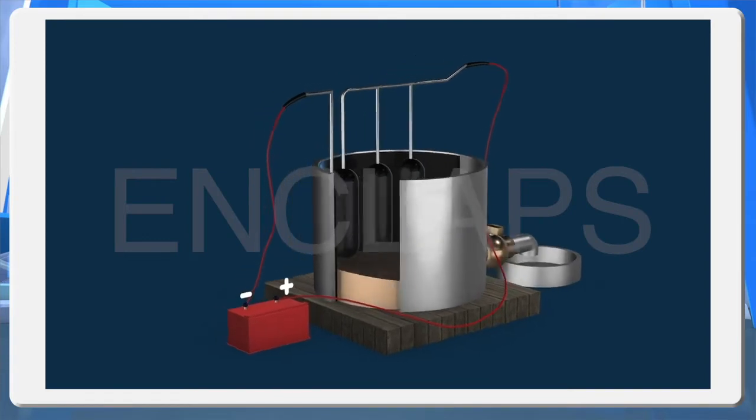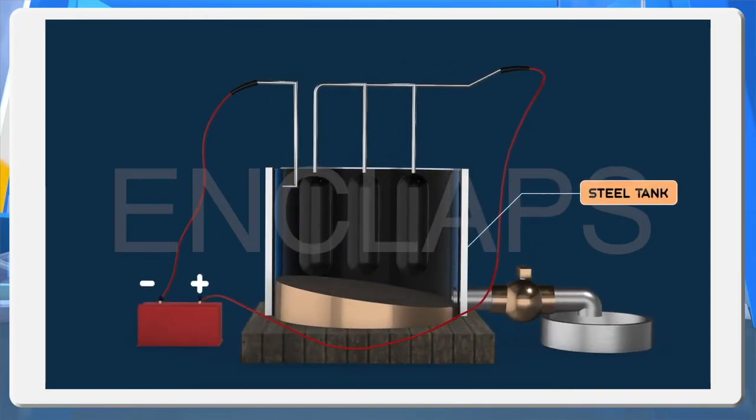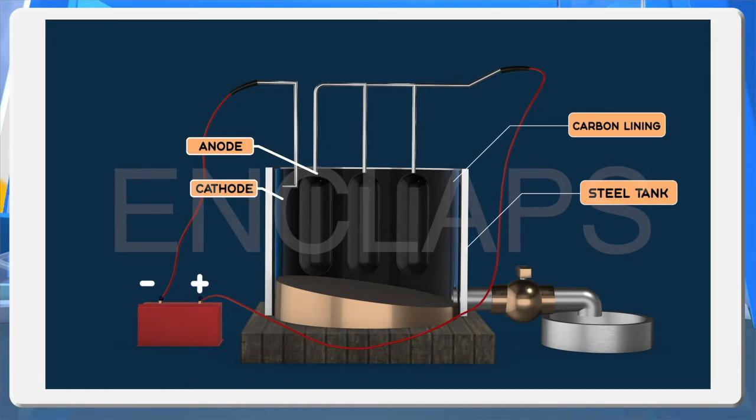Now we are going to explain how the extraction of aluminium is made possible with the help of electricity. For that, first we need a steel tank. Around the whole tank, a carbon lining is given. And here, this carbon lining acts as the cathode. That means it has to be connected with the negative terminal of the battery. Here the carbon rods are selected as the anode and it should be connected to the positive terminal of the battery. Here alumina is taken as the electrolyte.